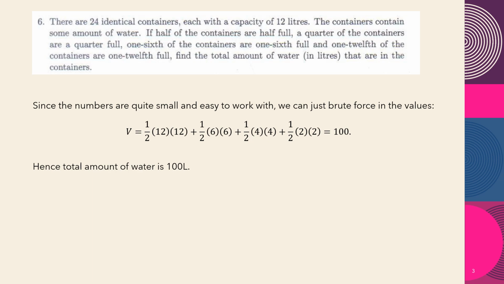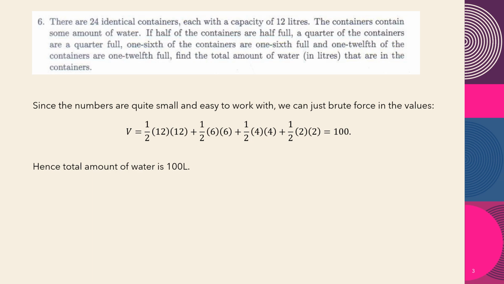Okay, so for this, the numbers are quite small, 24 and 12, easy to work with, so we can just brute force the values in. We look at each case. Half the containers are half full. So what we can do is first multiply by half to denote the half full, and then your capacity, which is 12. And then the number of containers. So the half times 12 refers to your volume, and the 12 refers to the number of containers.